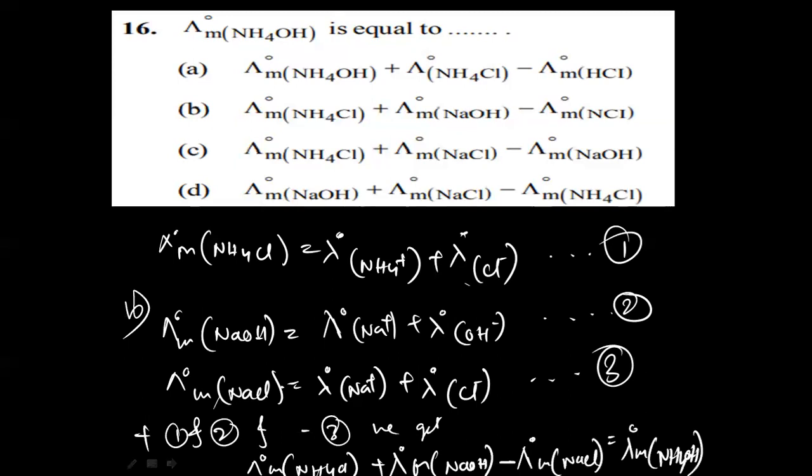Lambda naught m of NH4Cl plus lambda naught m of NaOH minus lambda naught m of NaCl. Here they have given NCl instead of NaCl. Okay, so this gives lambda naught m of NH4OH. So the correct option for question number 16 is option B.